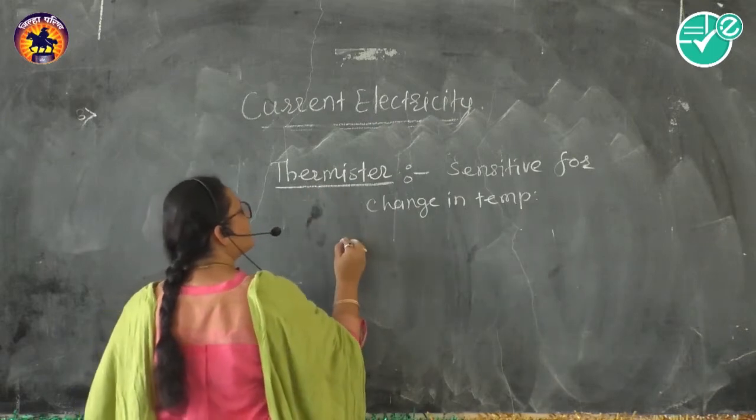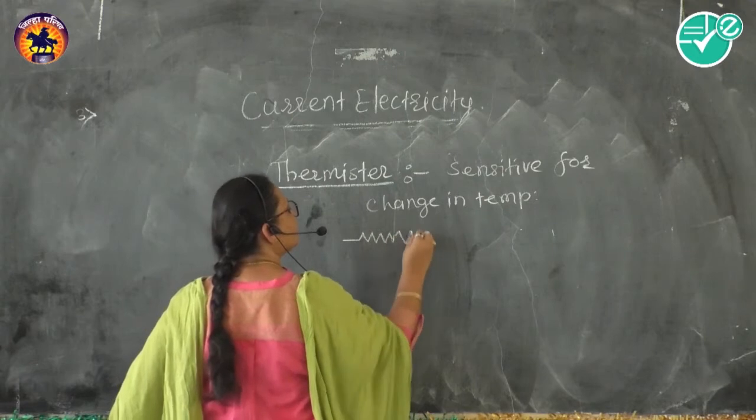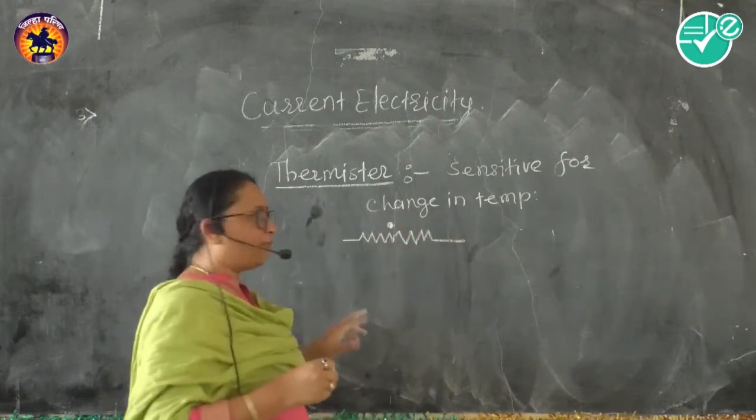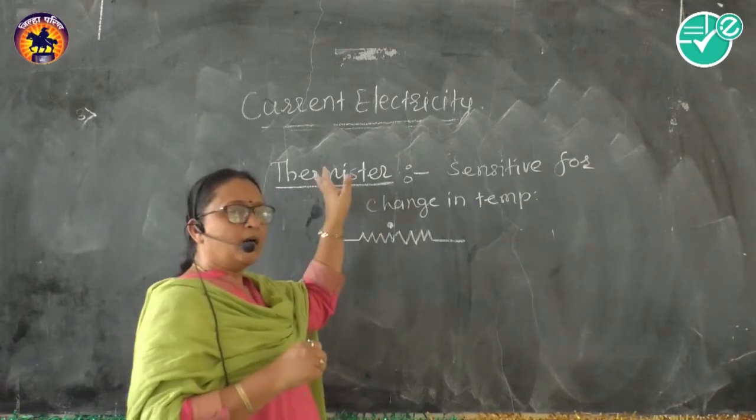Symbolically, that thermistor is represented again just like a resistance with a zigzag line, but one dot is placed on that. If we use this symbol, then this will be a thermistor.